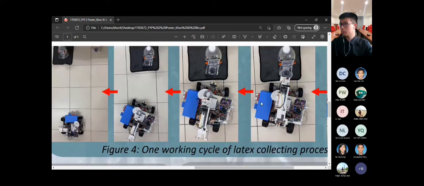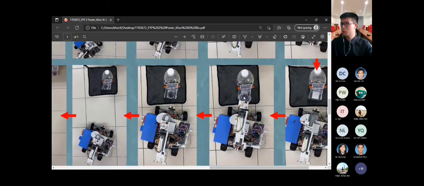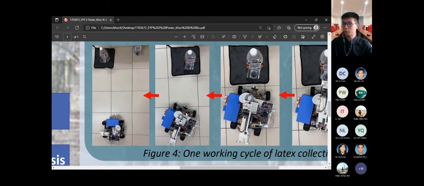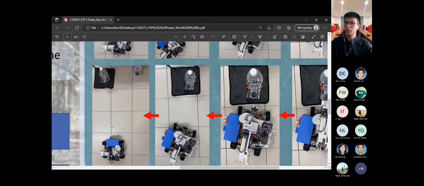After pouring, the latex cup is placed back to the water bottle, and the robotic arm is moved back to its original position, and then the prototype will start to reverse and return to its traveling path and proceed to the next process.